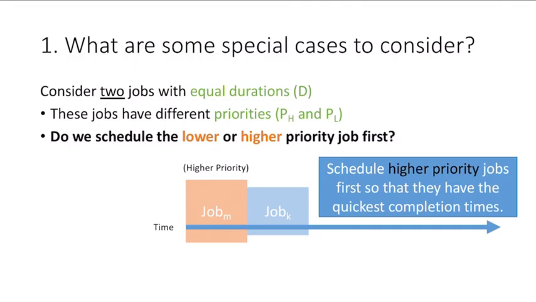All right, so we can go through the same process. So this is our summary for this one. If you have two jobs of equal duration, schedule the higher priority job first.